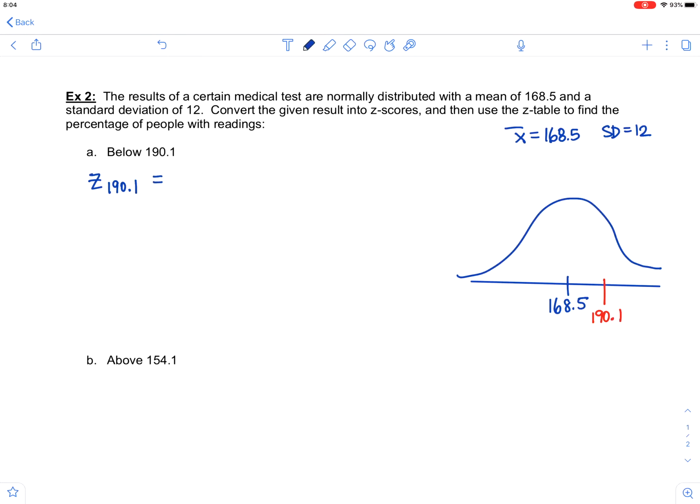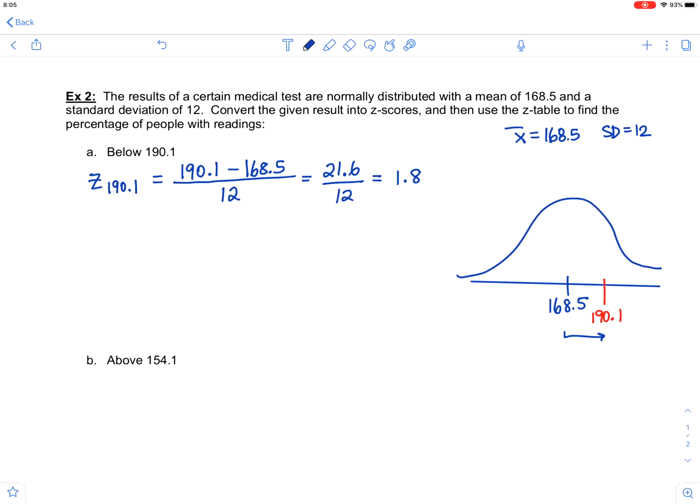Z-scores are calculated by taking the data value minus the mean and then dividing that result by your standard deviation. So that subtraction up top gets us 21.6 divided by 12. So the z-score of 190.1 is 1.8. That means that this score is 1.8 standard deviations above the mean.